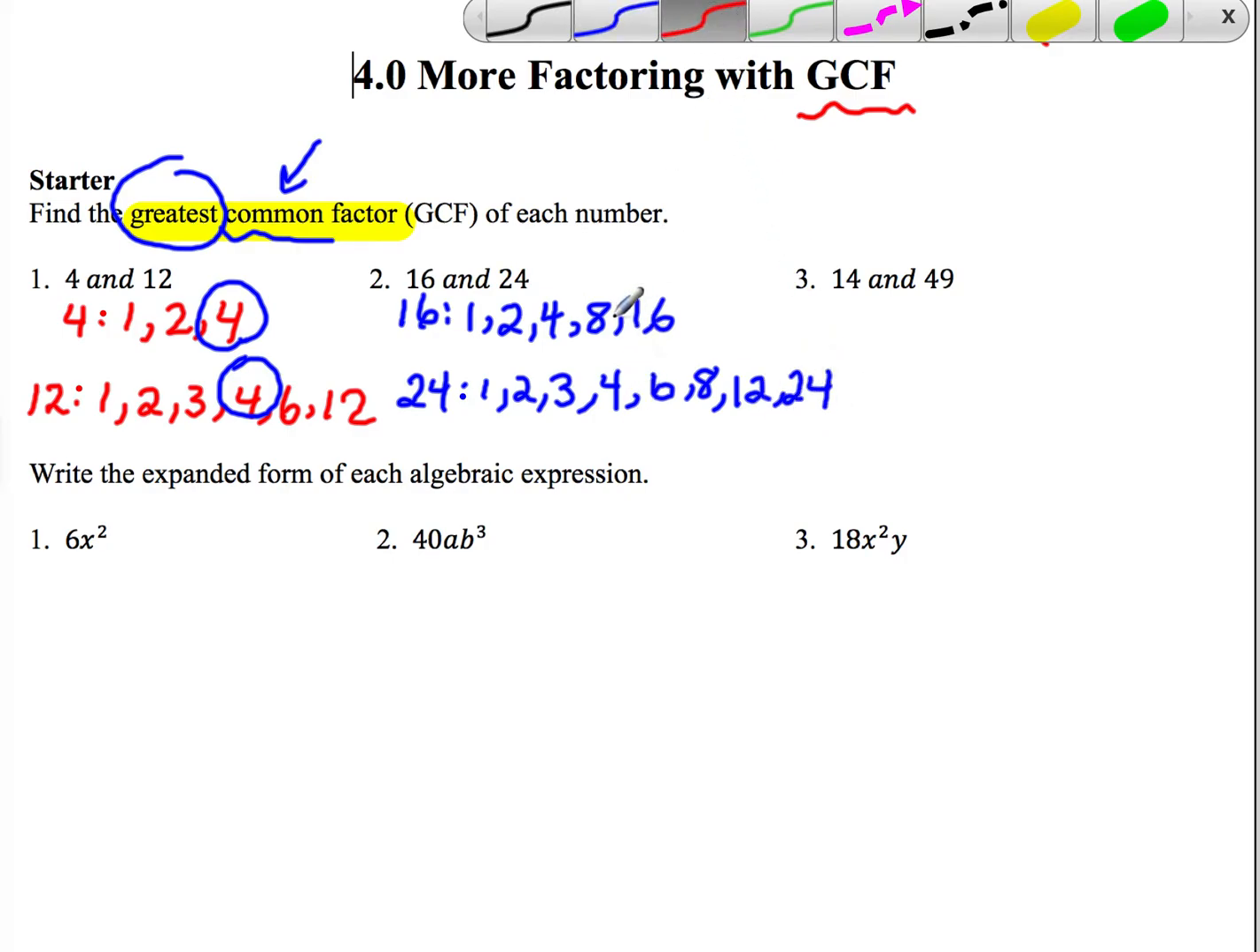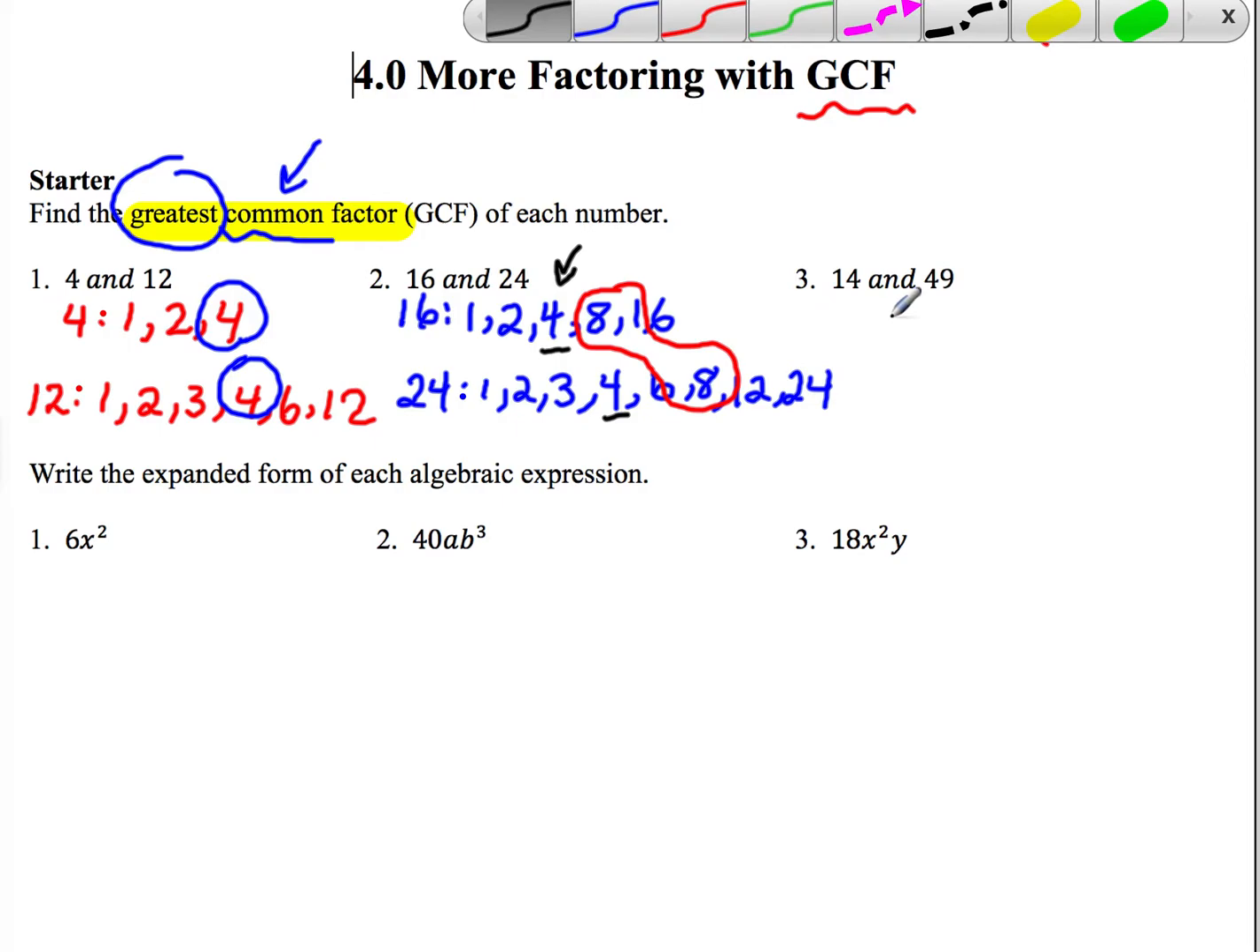There is. But the greatest common one is 8. Wait, why isn't it 4 though? 4 is in both lists. But come on, that's not the greatest one. Oh, okay, so because 8 is bigger than 4, it has to be 8. Yeah.